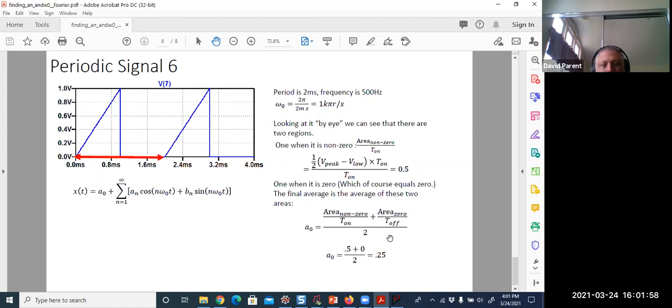This is when it's on the whole time. There's no off time. In this case, the way I've drawn it, it's 0.25.